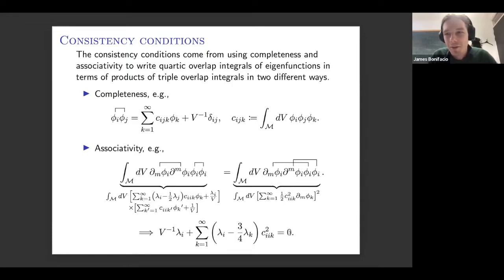In fact, I haven't used the fact that the metric is hyperbolic anywhere. So this is an identity which is true on a general closed Riemannian manifold. And you can imagine now coming up with more complicated versions of these consistency conditions by, for example, inserting more derivatives in this quartic overlap integral, and by, instead of using eigenfunctions, using transverse traces, eigentensors, or eigenforms, or so on. You would get more complicated versions of these consistency conditions.